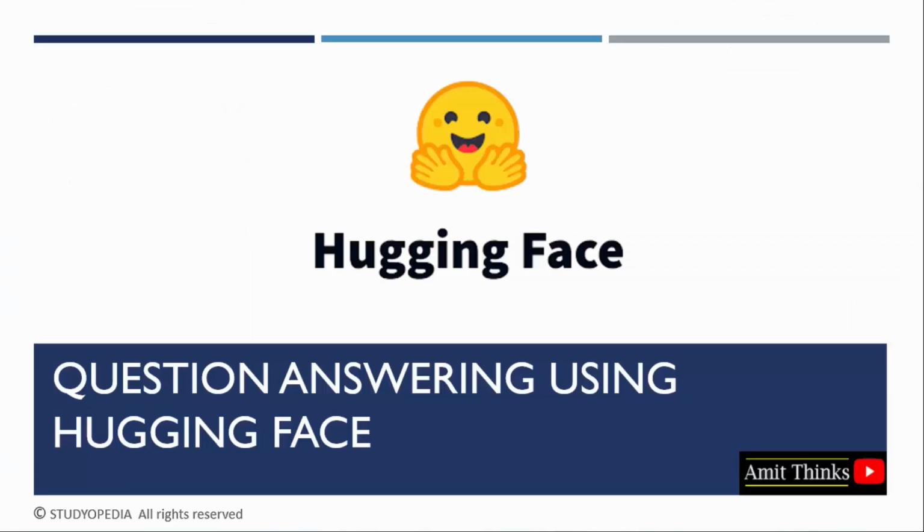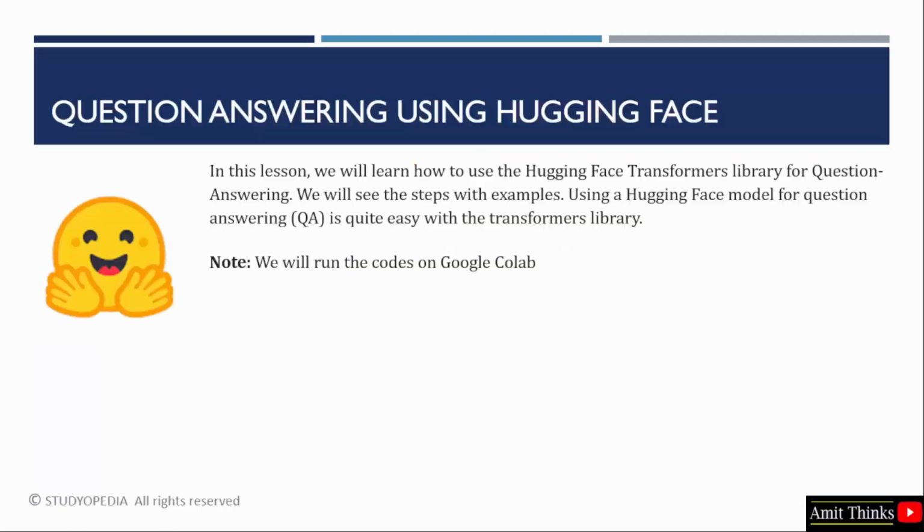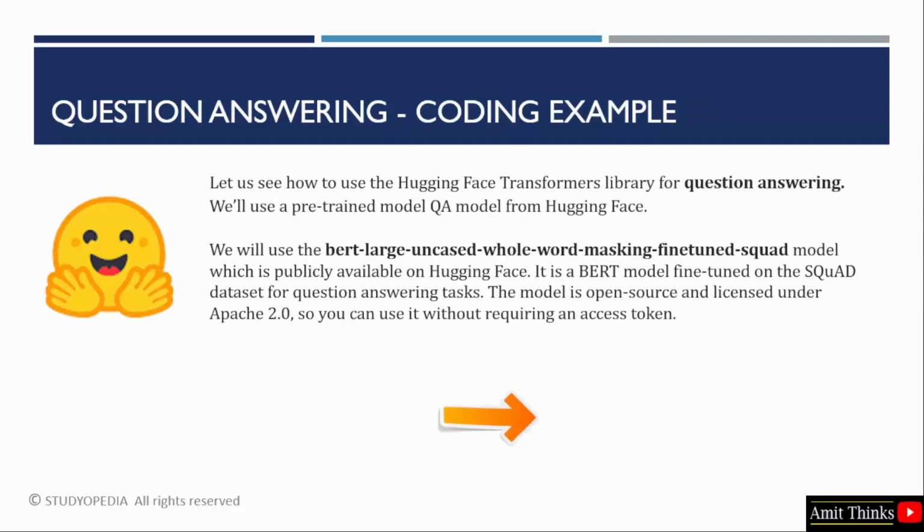In this lesson we will understand how to use the Hugging Face for question answering. We will also see an example. Let us start. So we will use the transformers library of Hugging Face for performing question answering task. We will run the code on Google Colab. So here we will use the following model, which is publicly available on Hugging Face. So we don't need to create an access token for this. So let us see the example on Google Colab.